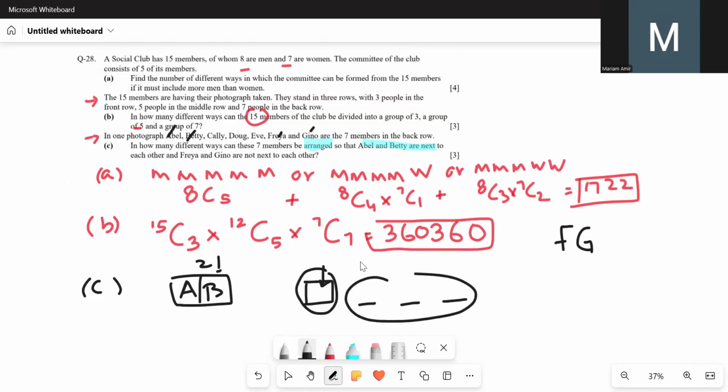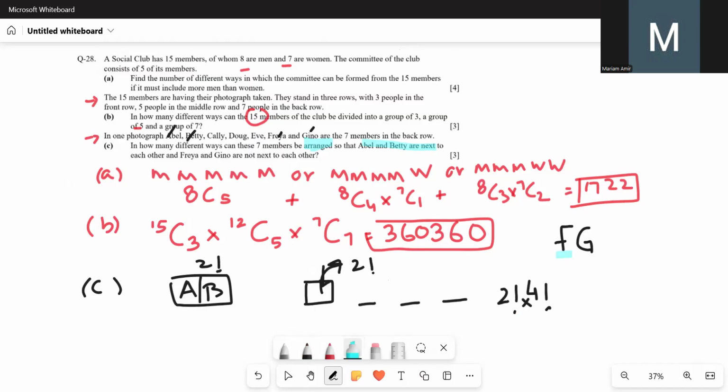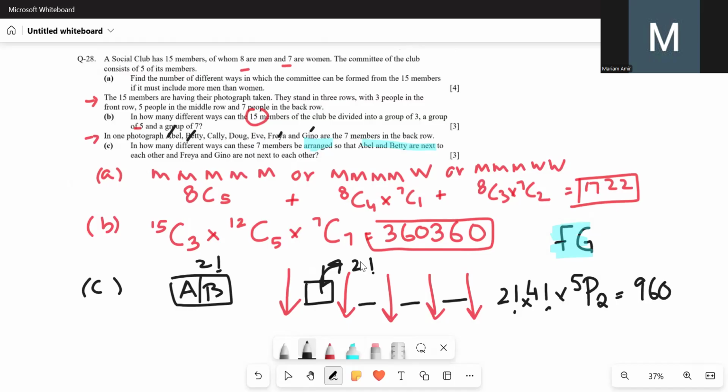These are 3. So these 4 individuals will have 4 factorial arrangements. And remember, this already had 2 factorial arrangements. So 2 factorial into 4 factorial. Now F and G, they can't be seated together. So they have 1, 2, 3, 4, or 5 available slots. So times 5P2. So 2 factorial into 4 factorial into 5P2, which is 960.